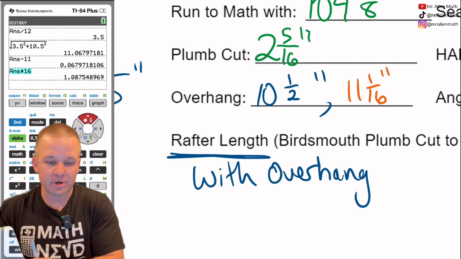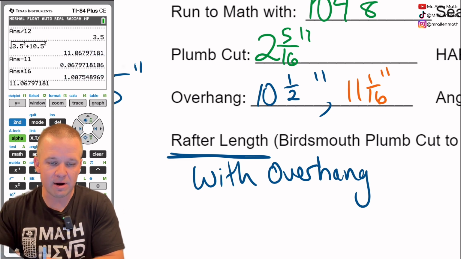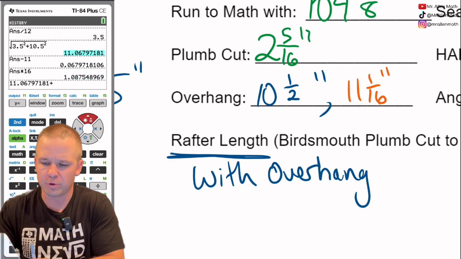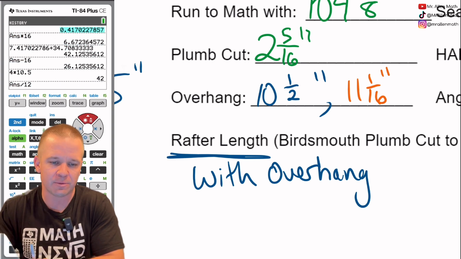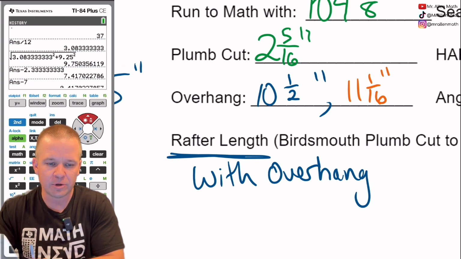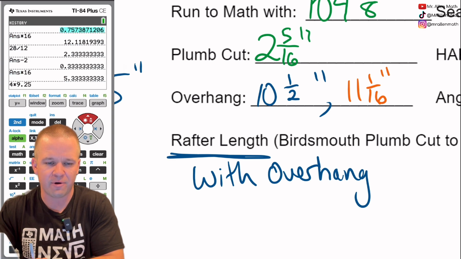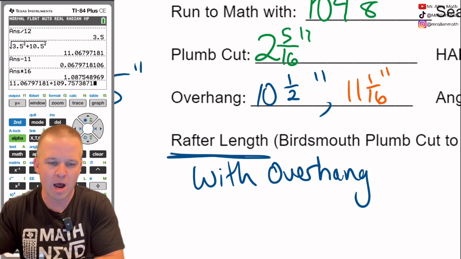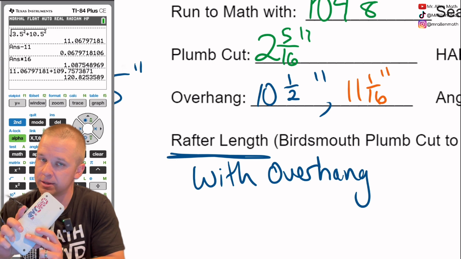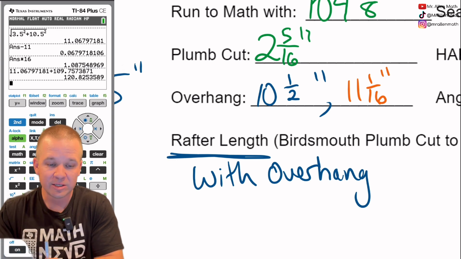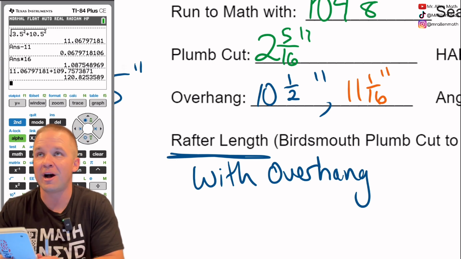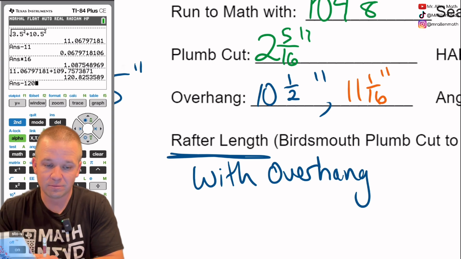So I'm going to take this 11, this guy right here, plus my Rafter, which was the 109 and change. I'm going to use all these decimals here. It should be pretty darn close, even if we added the fractions, because it's only one rounding. But I do want to only round once. I don't want to round twice. So you get 120.825. That is wonderful.